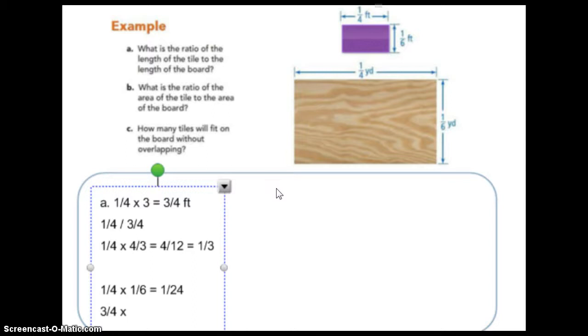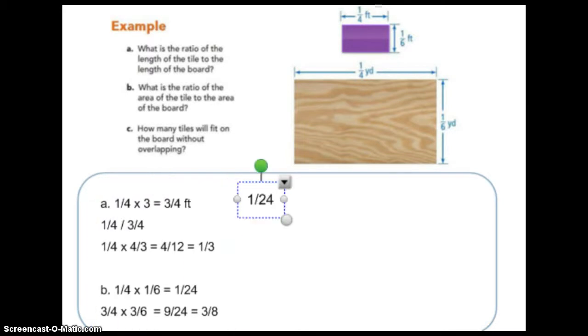Then we are going to find the width in feet. We're going to take 1/6 times 3, which is 3/6, or a half. Either way will work. 3 times 3 is 9. 6 times 4 is 24. I'm going to simplify this by dividing both of those numbers by 3. I will get 3/8. So now I'm ready to make my ratio.